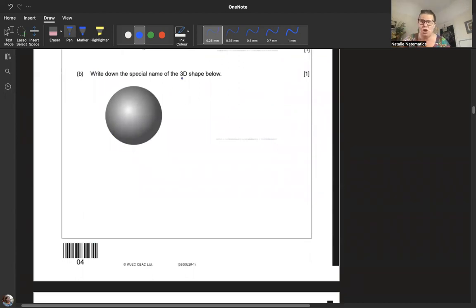3D means it's a solid shape, okay? So think of a 2D shape would be like a square, a circle. It is flat. And 2D means 2 dimensions. So generally you've got a length and a width, a base and a height, yeah? With 3D, there will be a height, there will be a width, and there will be a depth, which obviously a 2D shape wouldn't necessarily have.